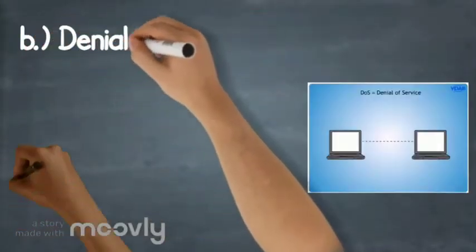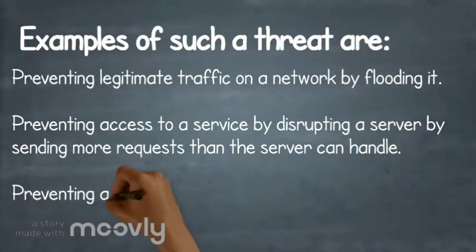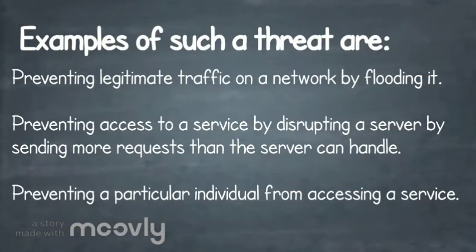B, denial of service. A denial of service attack is a type of security threat wherein legitimate users are prevented from using a particular service due to the deliberate actions of attackers. Examples of such a threat are preventing legitimate traffic on a network by flooding it, preventing access to a service by disrupting a server by sending more requests than the server can handle, and preventing a particular individual from accessing a service.